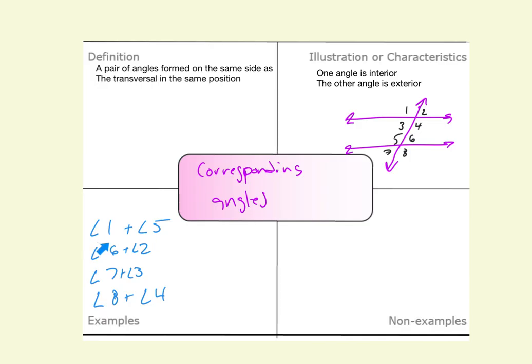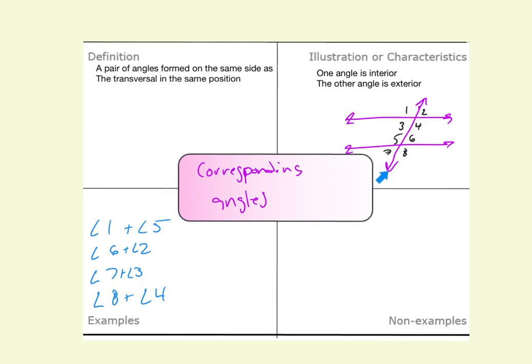Like I said previously, angle 1 and angle 5, right here and right here, those are corresponding angles. Angle 6 and 2, as said, right here and right here are corresponding angles. Angle 7 and 3, right here and right here are corresponding angles. Now, it doesn't matter that the 7 is below the parallel lines, as long as there's one on the outside and one on the inside along the same side as a transversal line.